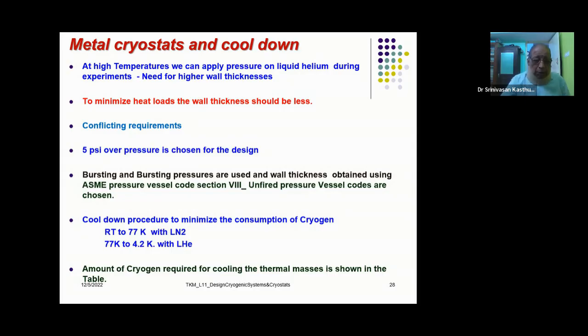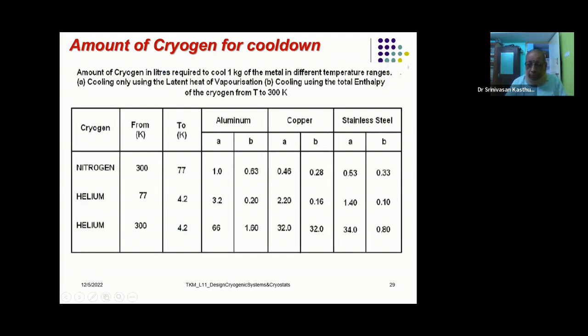Now the amount of cryogen required for cooling a given thermal mass is shown in the table. For example, here the amount of cryogen in liters required to cool 1 kg of a metal in different temperature ranges is given. When we do this, you can have the following conditions. One is you can use only the latent heat of vaporization, or you can also use the total enthalpy of the system, right from the temperature T to 300 K. Either one of them is possible.